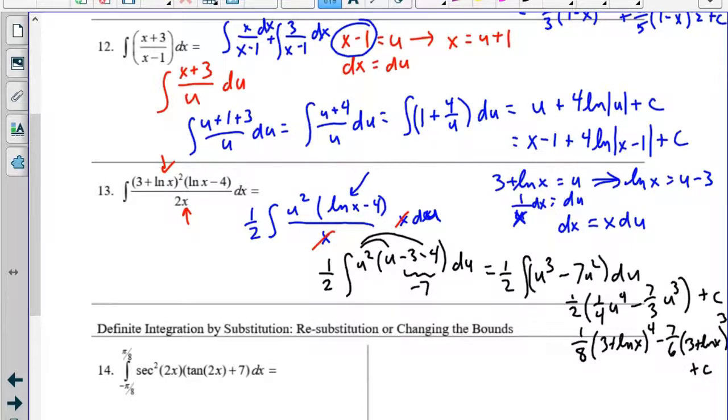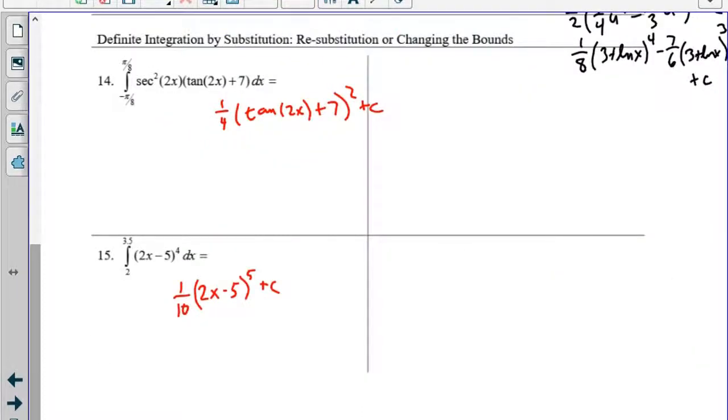plus c. So we're going to do definite integration when we have to use substitution. I'm going to show you two different methods for this. Notice that in 14 and 15, I'm using problems that we did yesterday, so that'll save us a little bit of time. So when we integrate 14, we get 1/4 tangent 2x plus 7, the quantity squared. Now, when we do definite integration, obviously we don't need the plus c there.